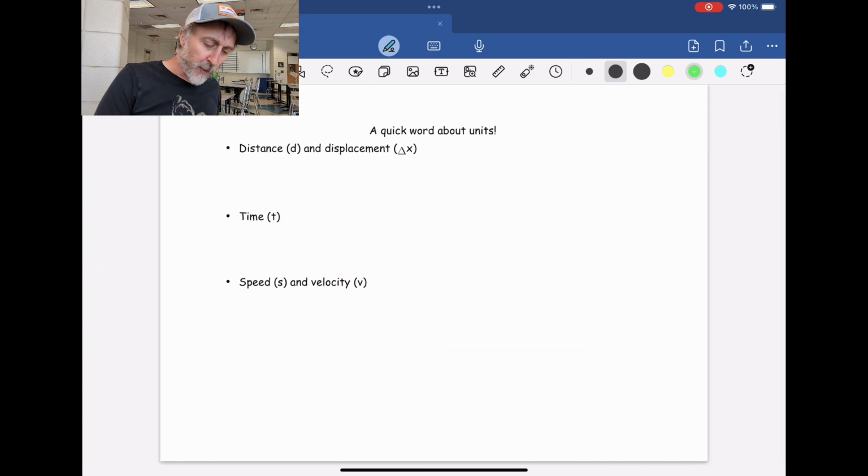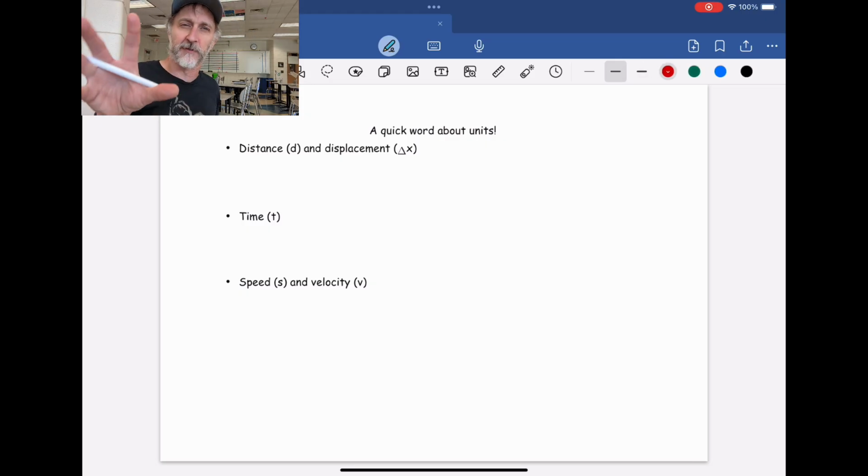All right, I want to talk more about this idea of direction. Before we do, let's really quickly talk units. So far I've used yards and seconds, but there's nothing magic about that.